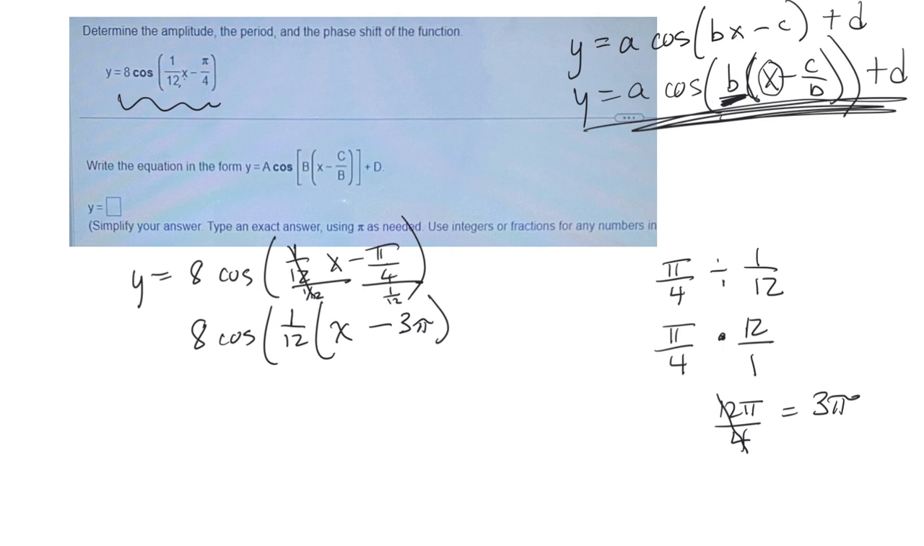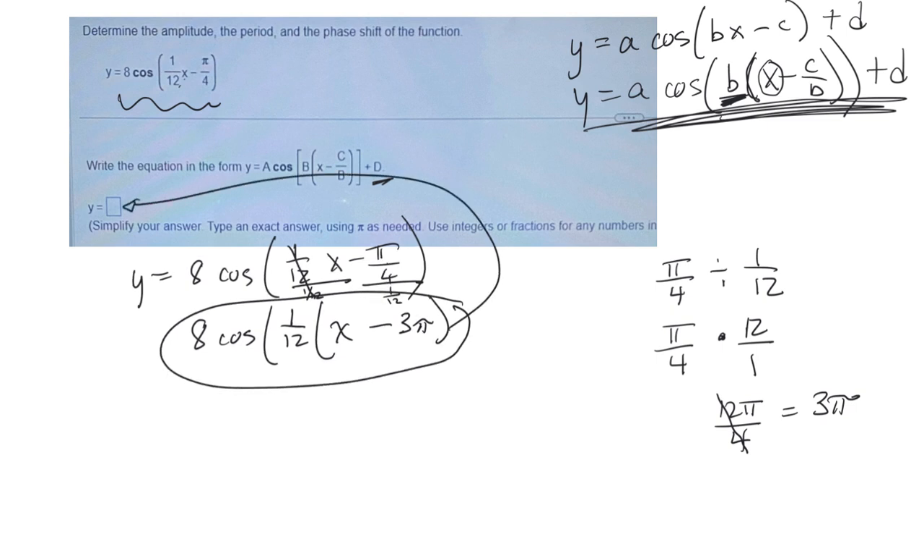Okay? And there's no number after that for a d value. So this is what you want to type in right there. And the nice thing about factoring out that 1/12 is this value here is my C value, or my phase shift. That's how far things are going to go to the left or to the right.